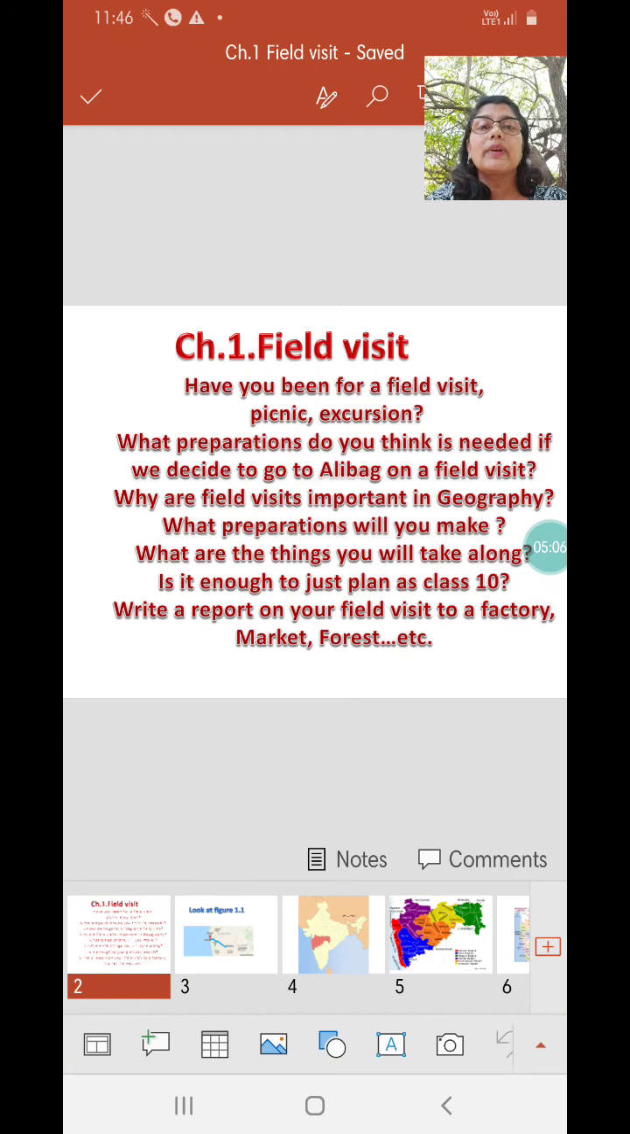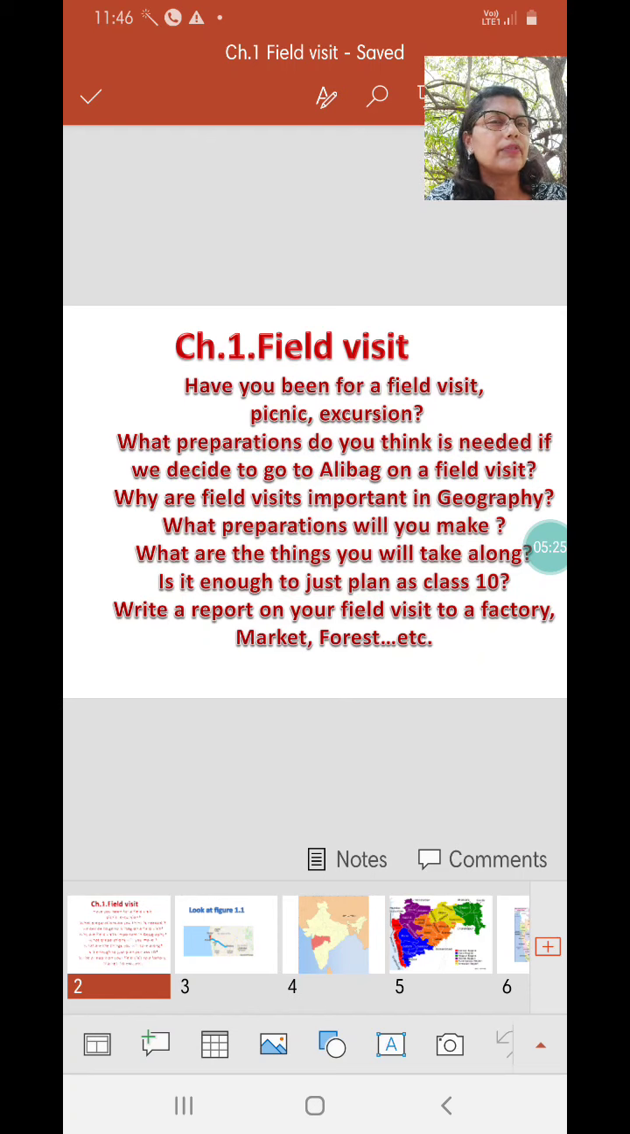Okay, the next question is, what preparations will you make? Now, if you look at page 1, okay, they don't really give you anything over there except what things to be carried. When we talk about preparations, we are not talking about what things we should carry with us. We're talking about the advanced preparations that are necessary.